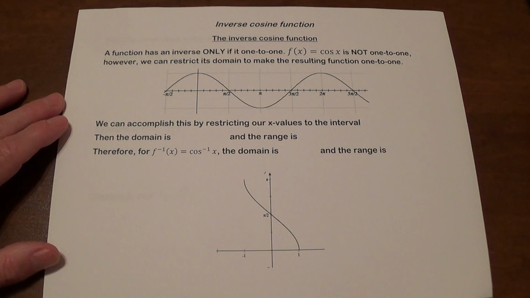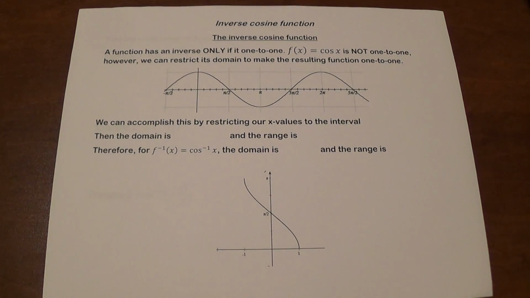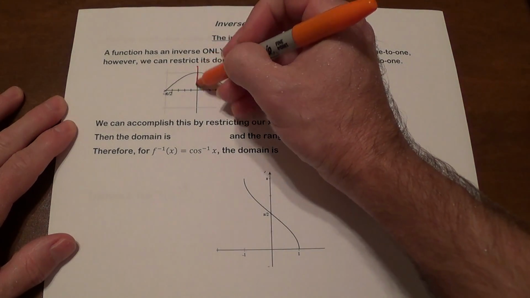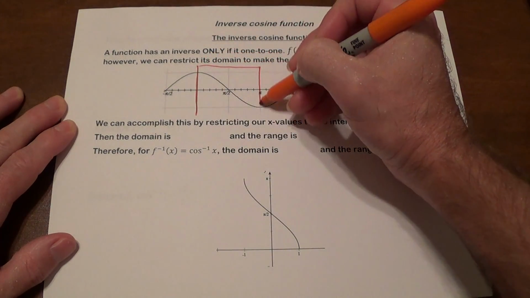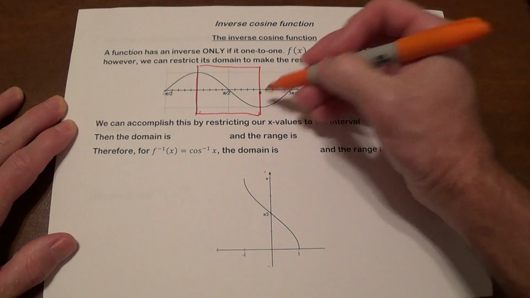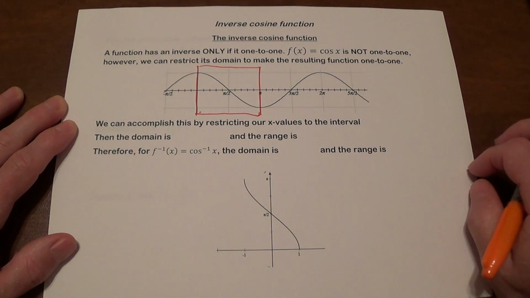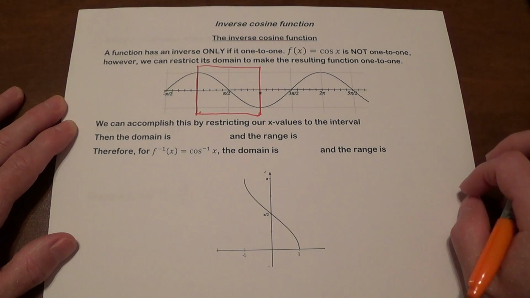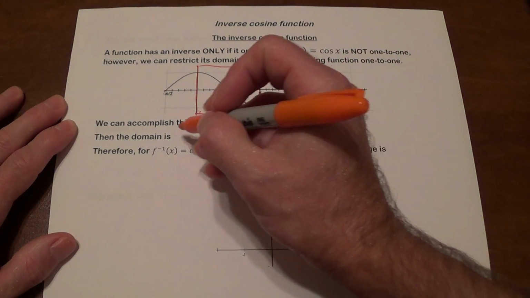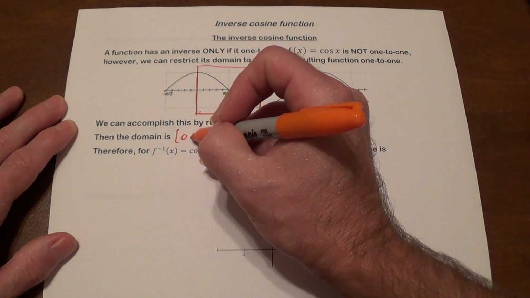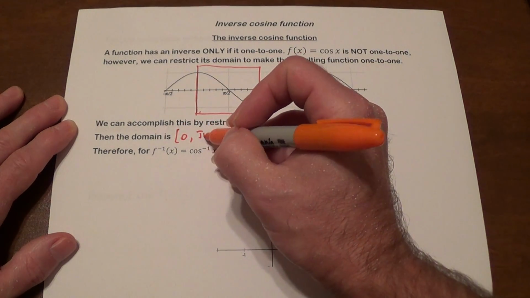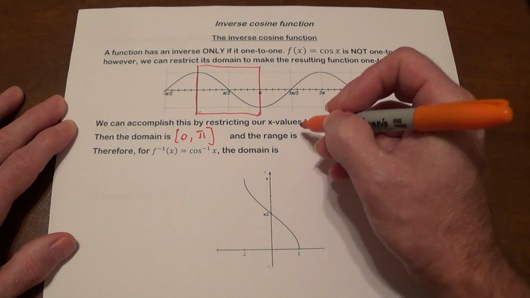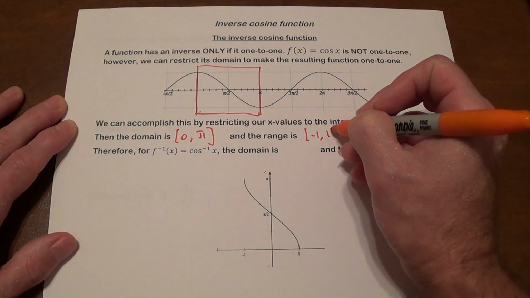But if we restrict the domain, then we can make the remaining part one-to-one. So if we select this part, this is what we're going to use. And then on this interval, that part of cosine x is going to be one-to-one. And then the domain here is going to be from 0 to pi. And then the range here obviously is going to be from -1 to 1.